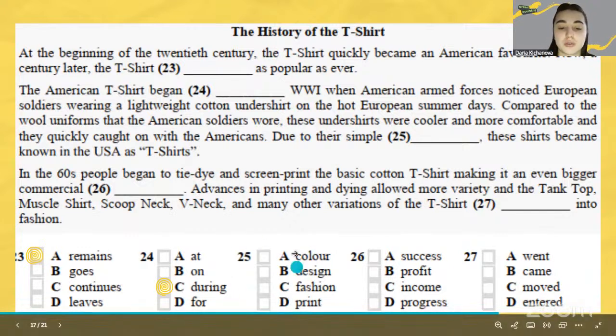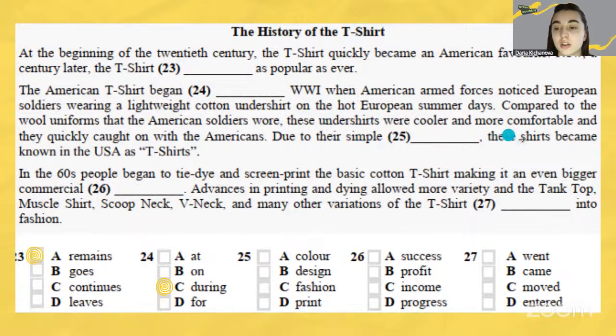Let's move on to 25. And there we have color, design, fashion, and print. Due to their simple, these shirts became known in the USA as T-shirts. Okay, I can see that you answered B, and that is correct.